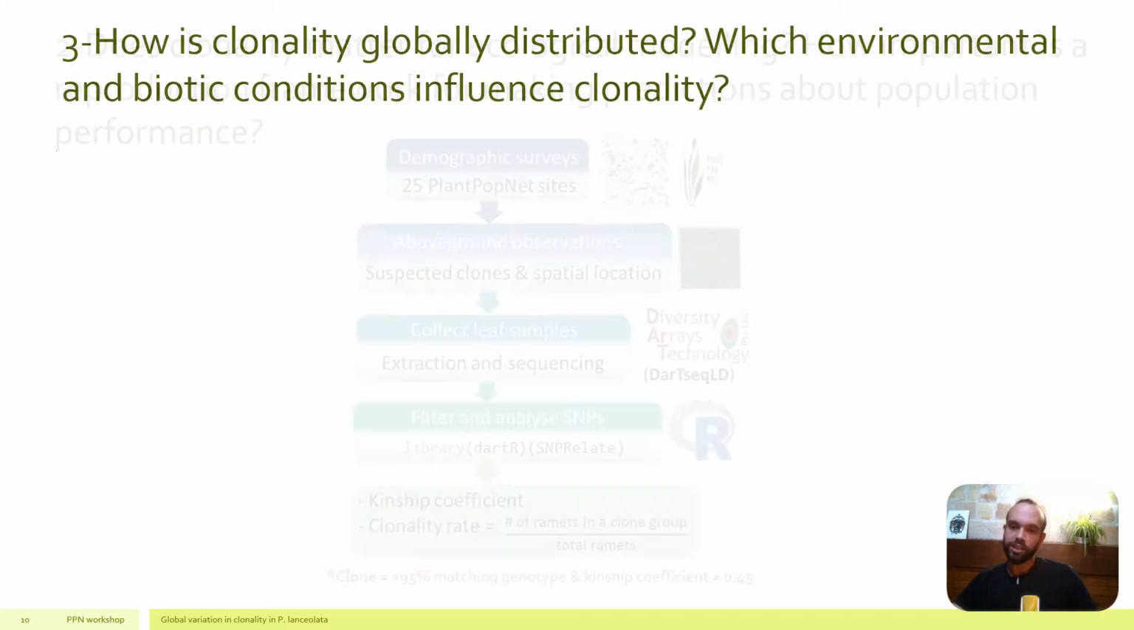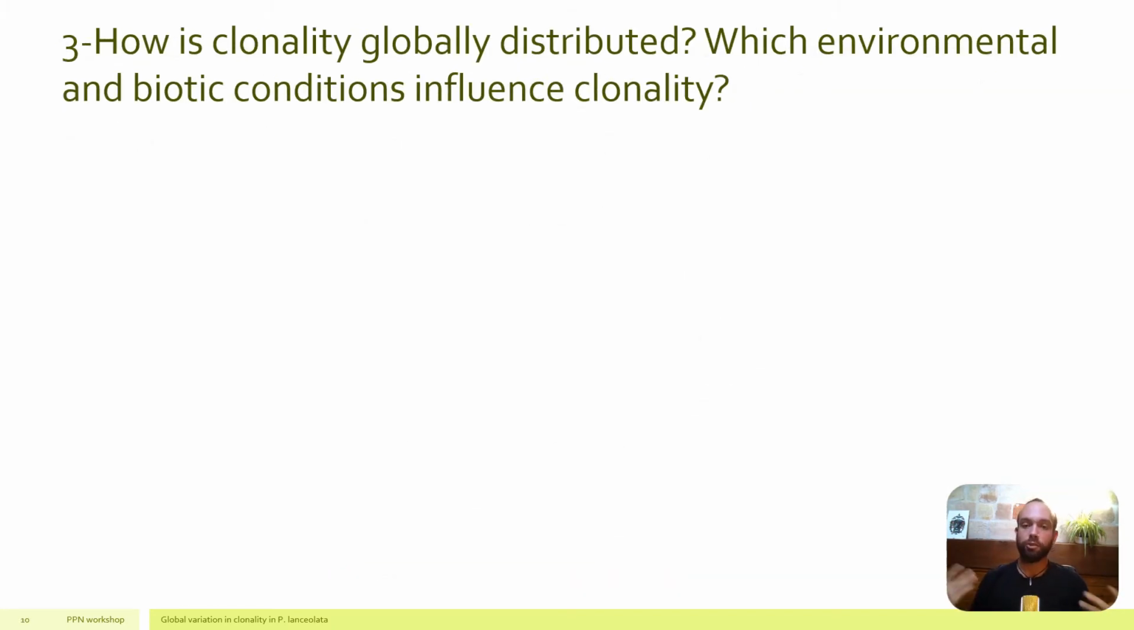kinship coefficient. Another situation in which the integration of clonality for ecological modeling will be necessary is in case that clonality is not equally distributed globally, right? And it cannot be predicted from macroecological factors. So one of the important objectives of this study is to test how clonality is globally distributed.